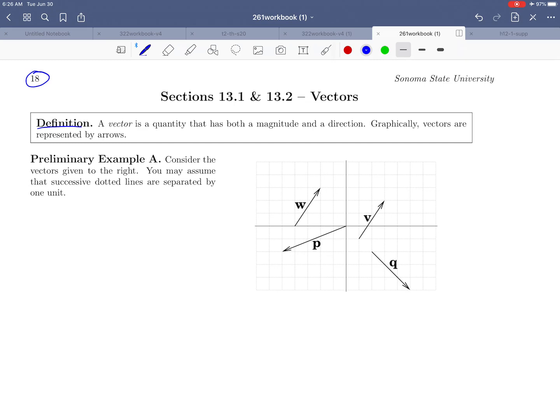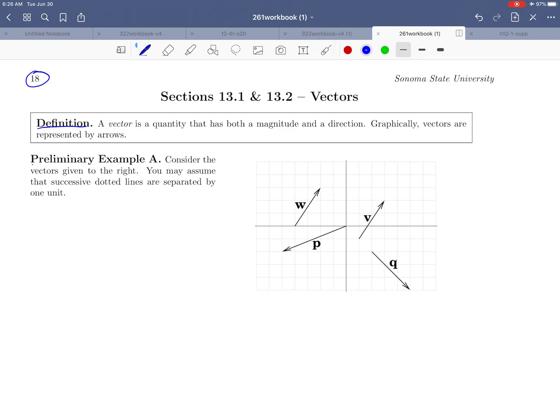Let's start off with this definition. A vector is a quantity that has both a magnitude and a direction. You probably know some examples of vectors already. There's a nice way to graphically represent vectors: we're going to represent them as arrows and talk about some of the notation that we can use.